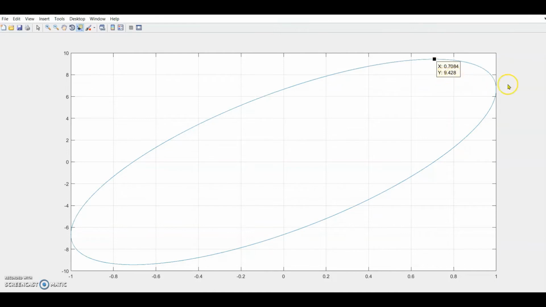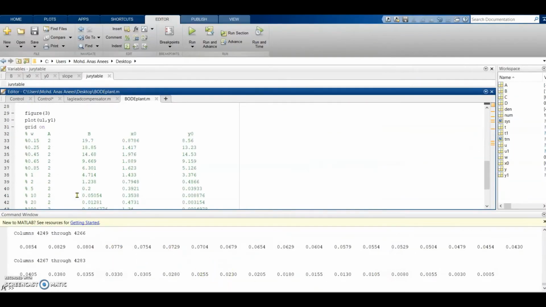If we look at the points, now B is 9.428, X will remain near 1, this A is 1, then x0 will be this point, which is increased, 0.7076, and y0 will be this point, which is also increased, this is 6.665. In a similar way we will keep on increasing the frequencies, and we will keep on recording A, B, x0, y0 points, and once we get this we can plot the Bode plot of the system.